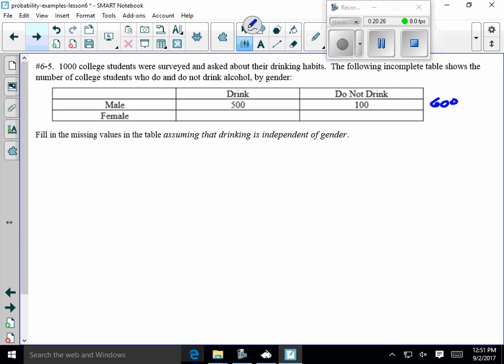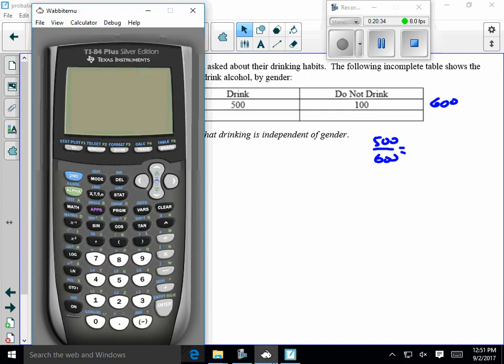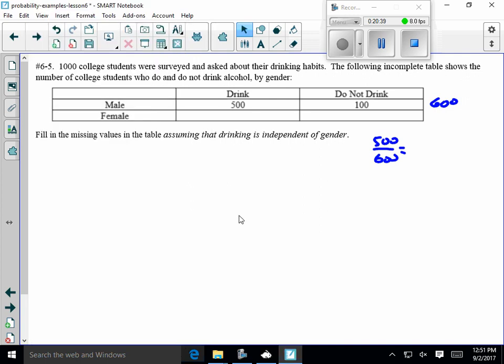Well, 500 of the 600 people, which if I compute that in a calculator, is 5 out of 6, that turns out to be 0.8333. So the percentage of the males who drink is 83.33%, right? And then the rest of the people do not drink. So if this is supposed to be independent, then the percentage of females who drink has to also be 83.33% exactly, right?